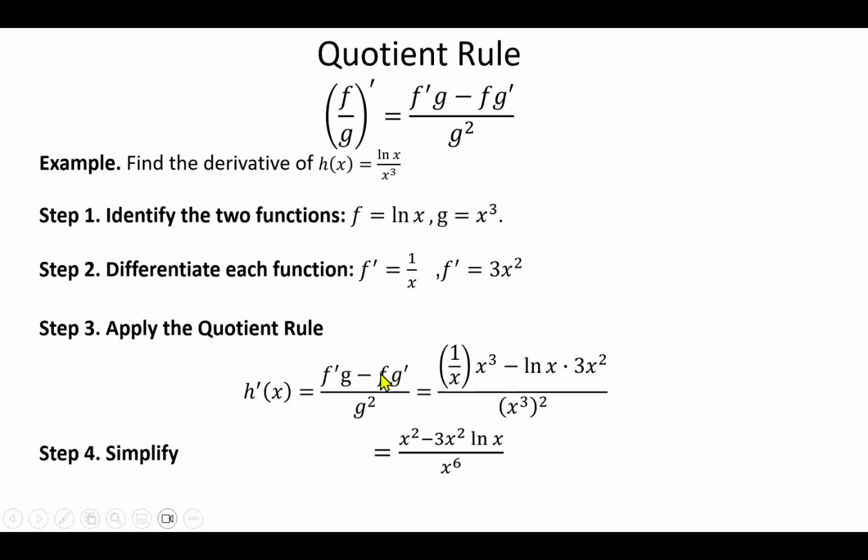And if you put everything together, the formula is kind of similar, but there's a negative and there's also a g squared. So if you memorize the product rule, then the quotient rule just has a negative in the middle and has the whole g squared on the denominator. So do your substitution. f prime is 1 over x, g is x cubed, minus f, which is ln, times g prime, which is 3x squared.